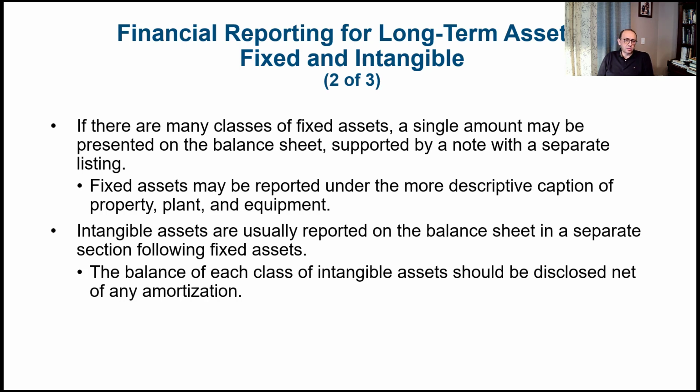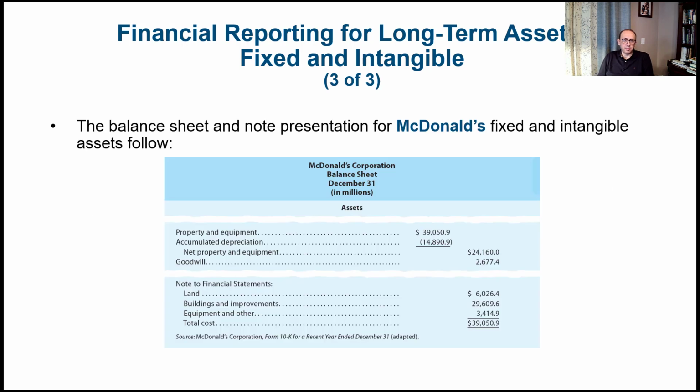Intangible assets are usually reported on the balance sheet in a separate section following the fixed assets. The balance of each class of intangible assets should be disclosed net of any amortization. And here we have an example for McDonald's where we can see the property and equipment, $39 billion, and their accumulated depreciation is about $14.89 billion. So the net property and equipment would be the difference, which is about $24 billion.